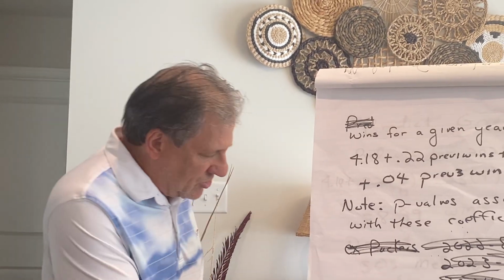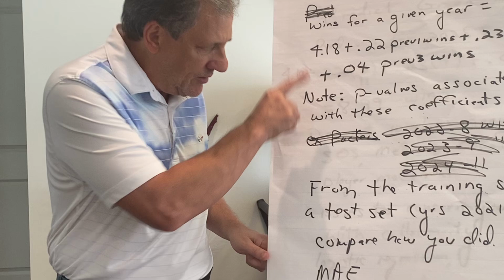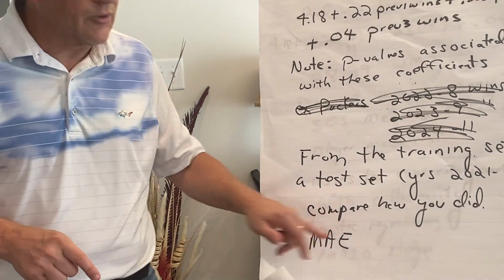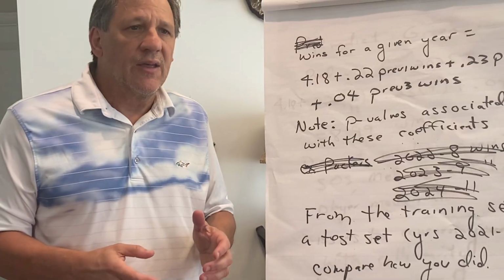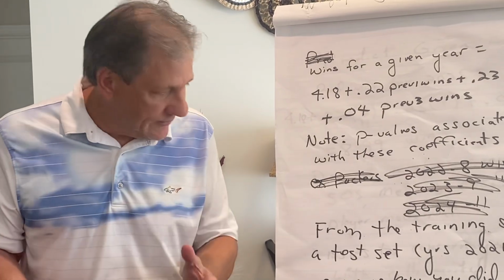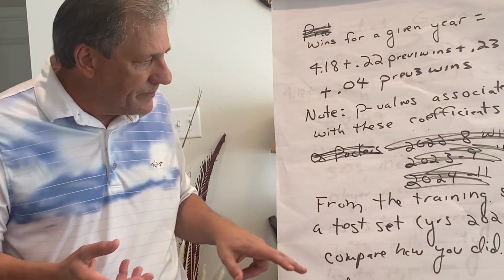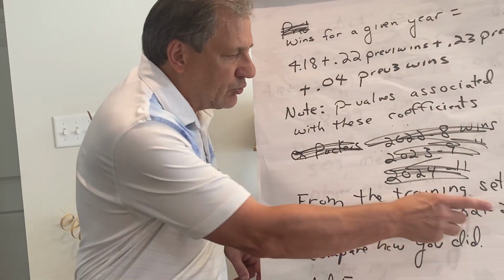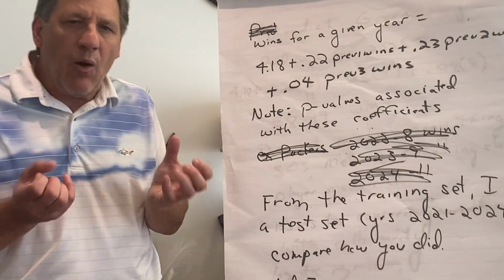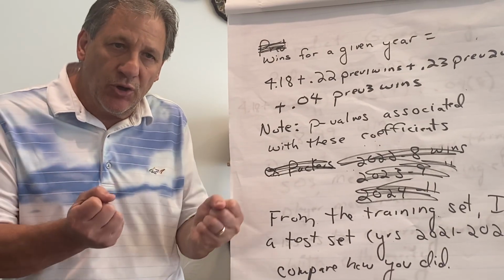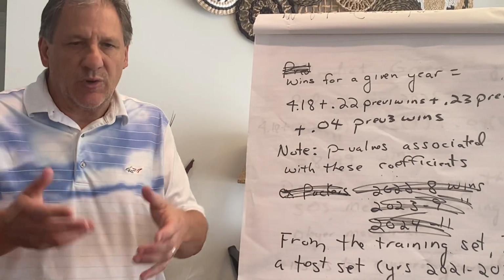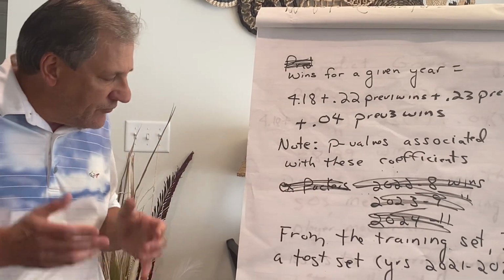Actually, I'm going to jump ahead here for a second to MAE, and then I'll get back to this. MAE is mean absolute error. So we can look at the error in which we use our test set, which I didn't get to. I use a test set of the years 2021 to 2024. And we can say, okay, how well would our prediction do compared to what actually happened? We know what happened in 2021, 2022, 2023, and 2024.